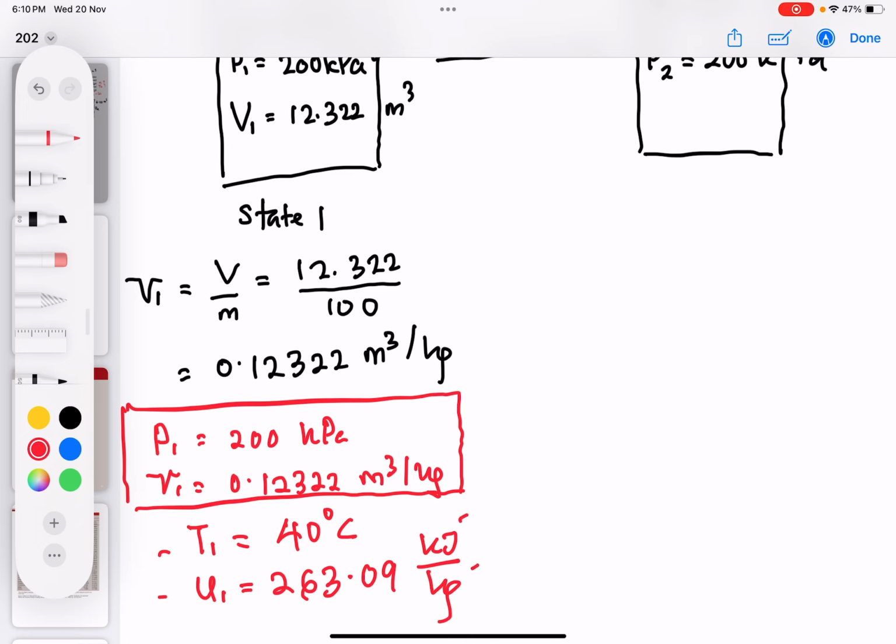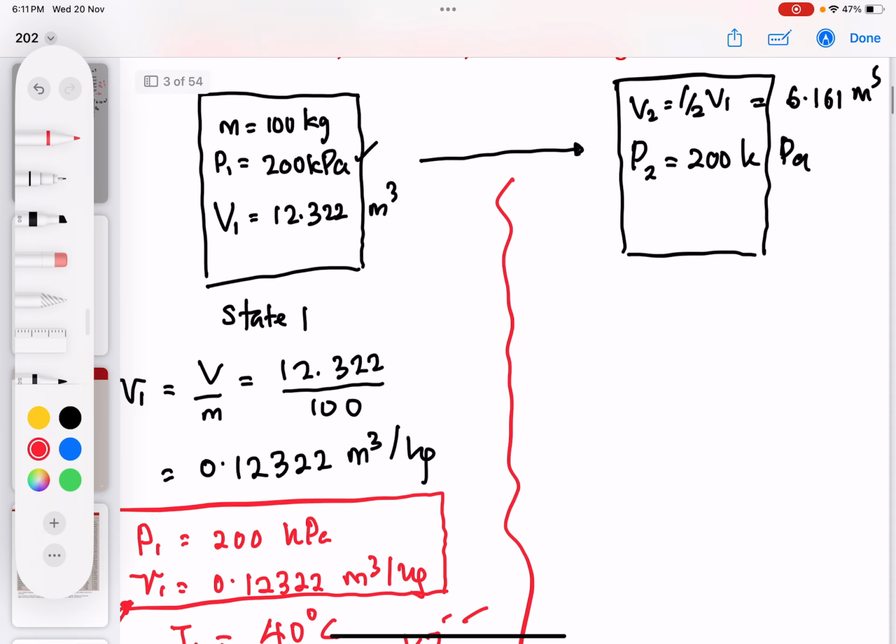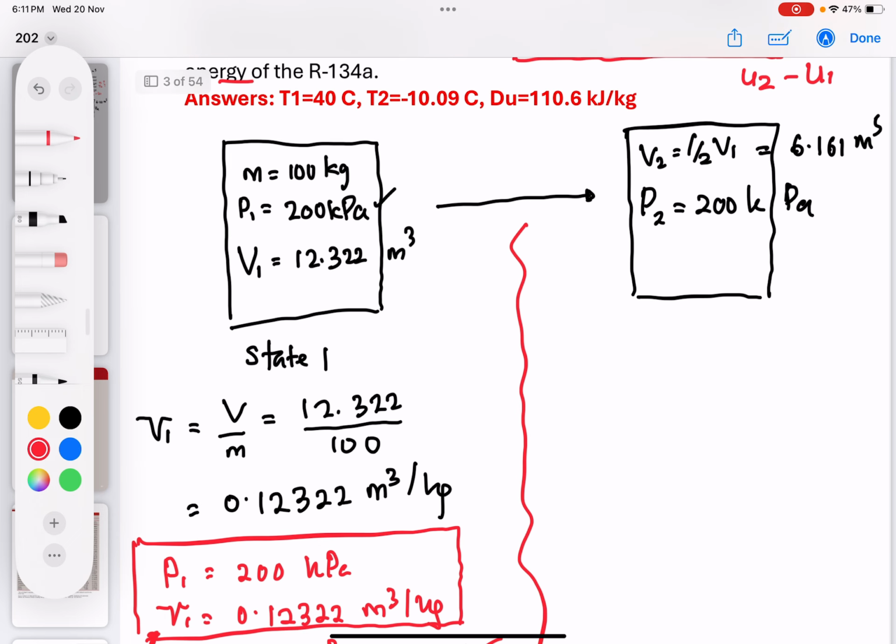But if you notice, even if you use the saturated refrigerant table, which is table A11 or A12, you're still going to get an answer. But that one is wrong, because the specific volume for my state is bigger than the specific volume for the saturated vapor. So this is my first answer.